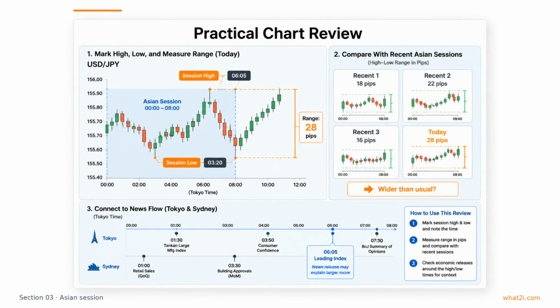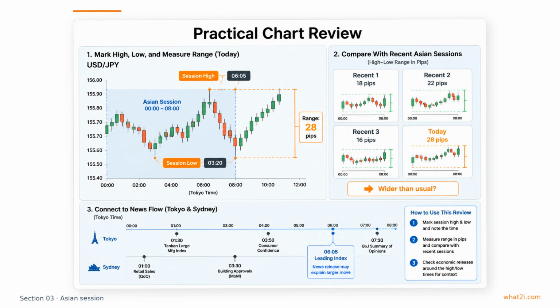A practical way to learn this session is to review it systematically on the chart. Start by marking the Asian session high and low, because those levels often matter later when Europe opens. Note when each extreme occurred, since an early session high can mean something different from a late session high. Measure the total range in pips so you can judge whether the session was quiet, normal, or unusually active. Then compare that range with several recent Asian sessions to build a sense of what is typical for that pair. If the session was larger than normal, ask whether news from Japan or Australia explains the difference. This kind of review helps connect timing, volatility, and catalysts in a way that random chart watching does not.